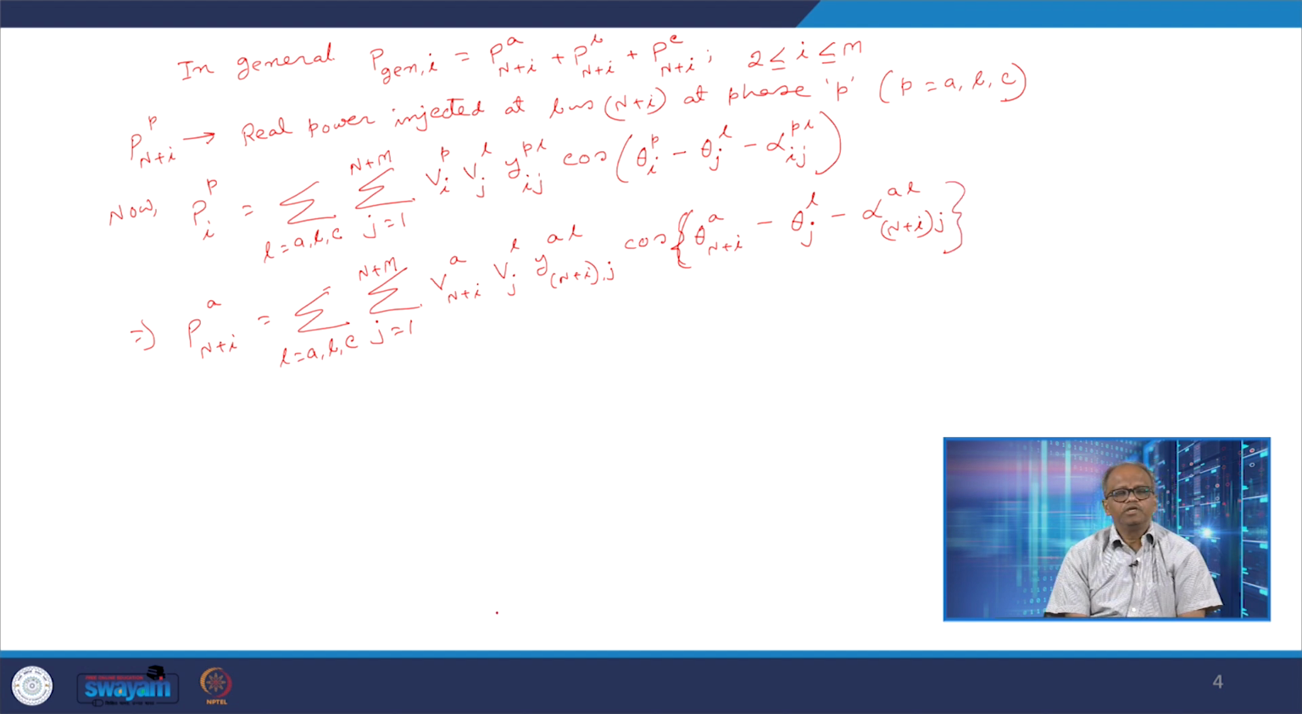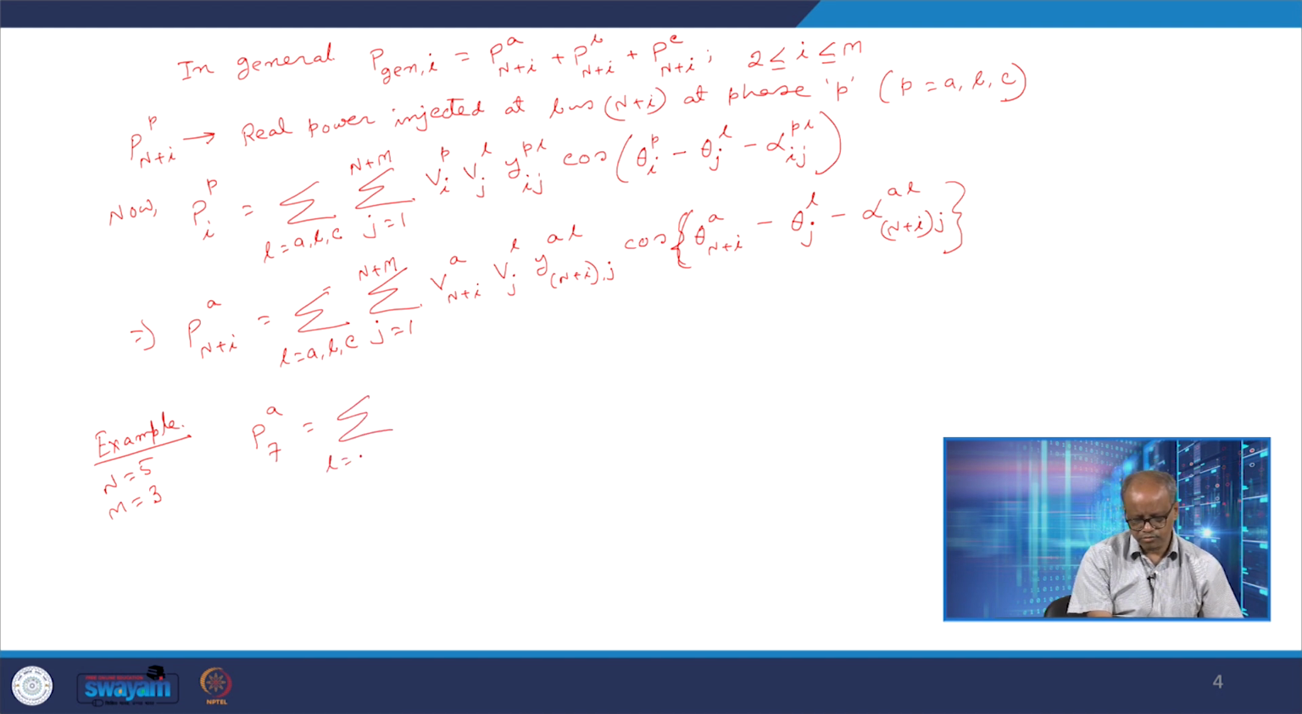So it appears that P_{n+i}^a, and similarly P_{n+i}^b, have similar expressions. Now let us look at one very interesting thing. Suppose, as an example, n is equal to 5, m is equal to 3, and we are trying to write down, say, P7A. Right? So if it is P7A, what will happen?